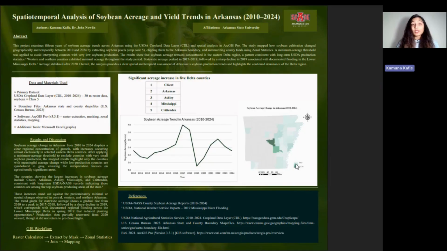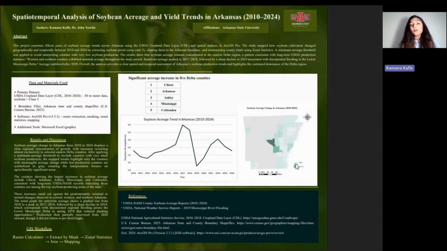Because some counties produce extremely low acreage, I applied a minimum acreage threshold and symbolized these low-production counties in gray, as you have seen in the soybean acreage change in Arkansas map. This avoids misleading results from counties that don't grow many soybeans to begin with. Finally, I mapped the 2010 and 2024 acreage change and graphed the statewide trend.